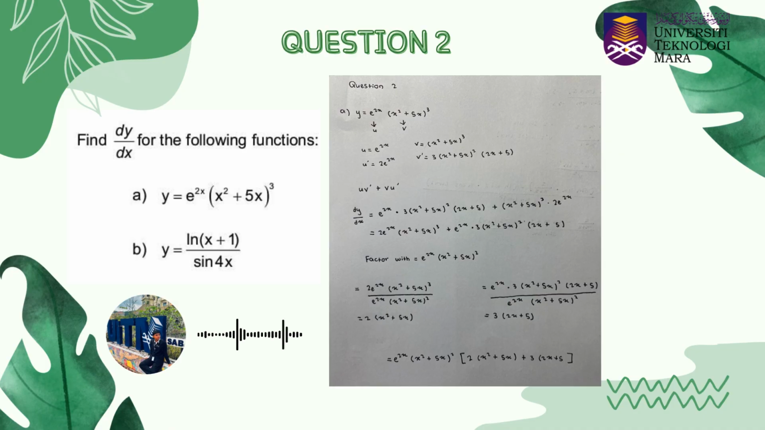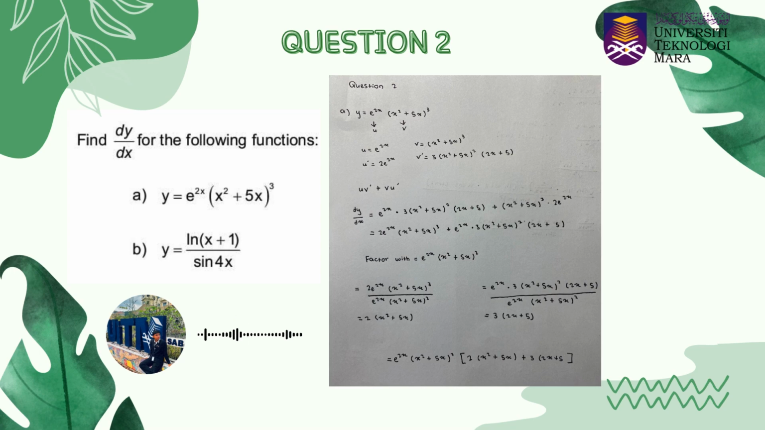Alright, let's start with the first function. y equals e to the power of 2x times the quantity x squared plus 5x, all raised to the third power. Since we're multiplying two expressions, we're going to use the product rule. I call the first part u, which is e to the 2x, and the second part is v, which is x squared plus 5x all cubed. The derivative of u is straightforward, it's 2 times e to the 2x.